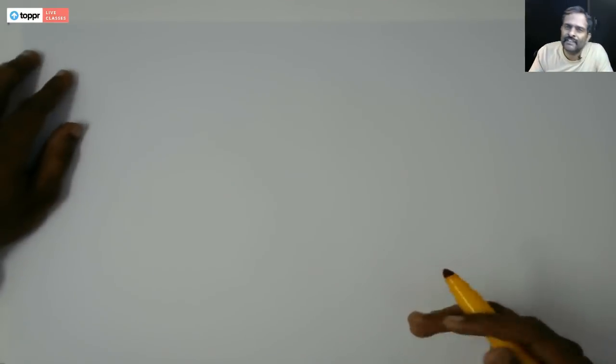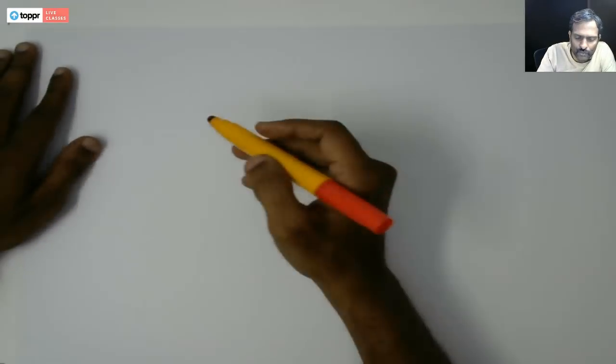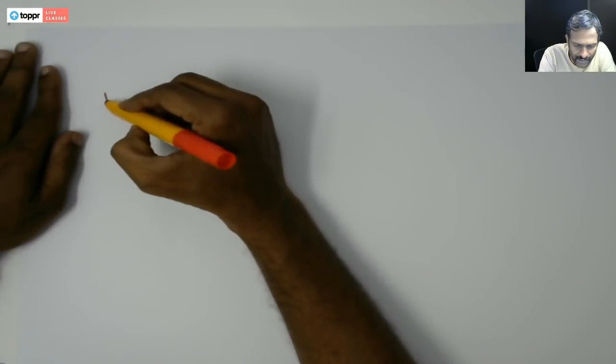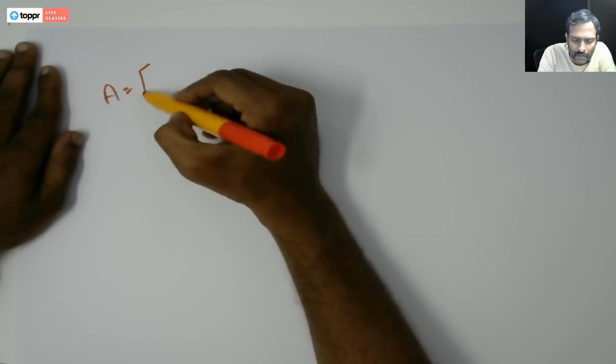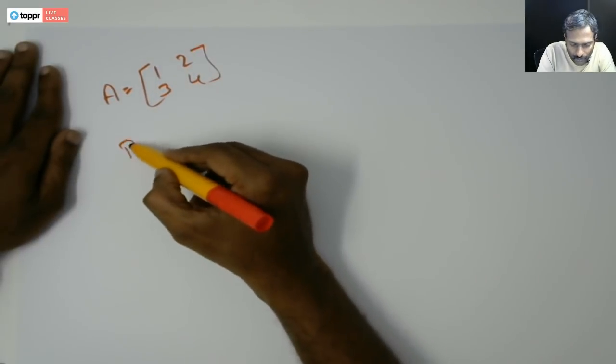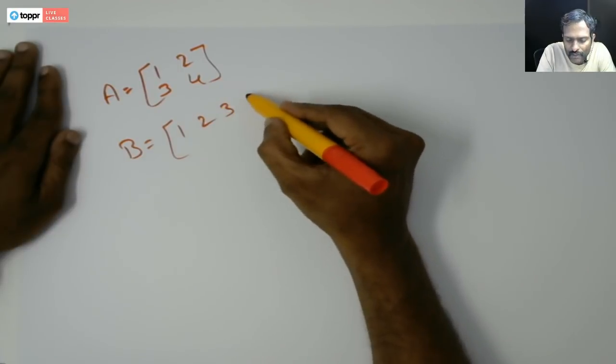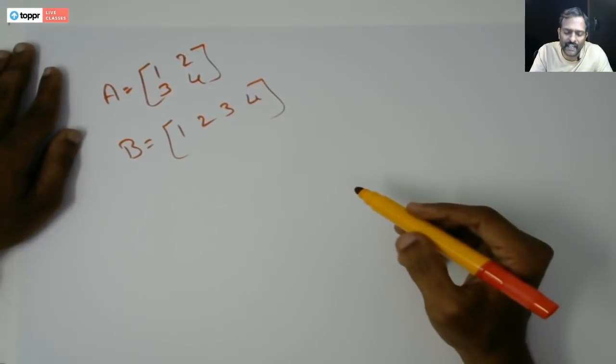Now, when can we say two matrices are equal? Suppose I have two matrices, A equal to 1, 2, 3, 4, and I have one more matrix B, 1, 2, 3, 4. Can I say A is equal to B?